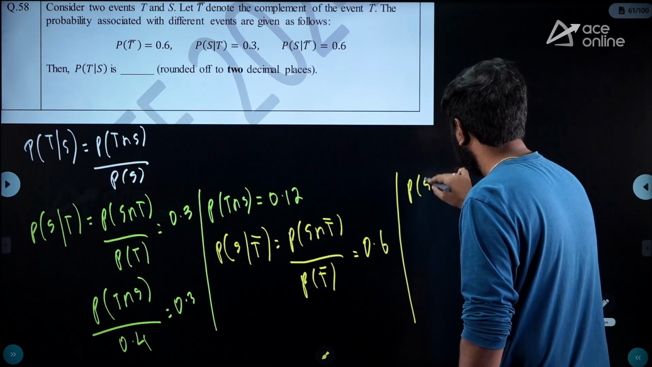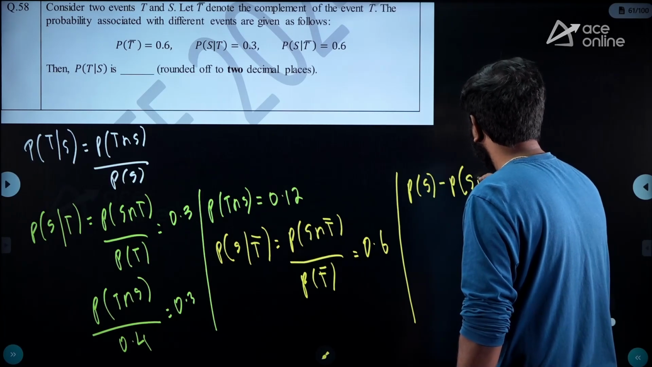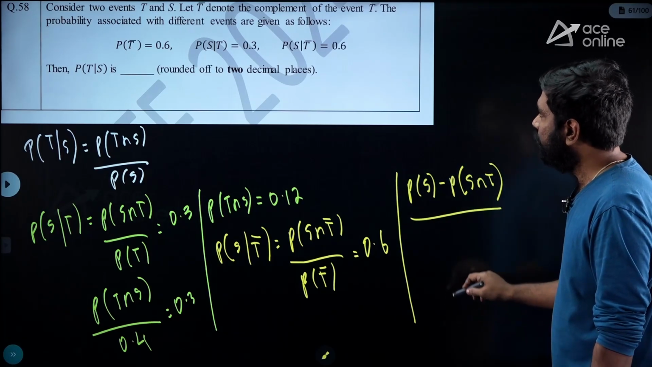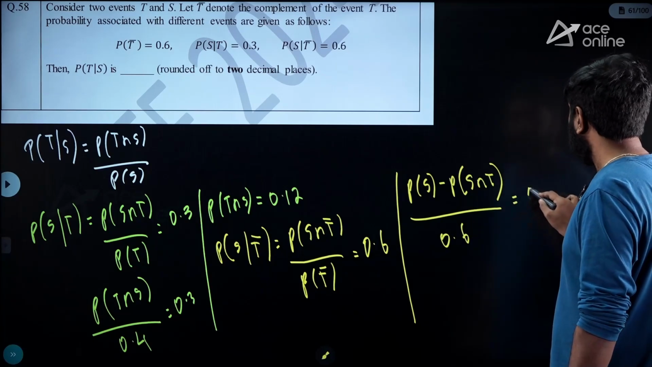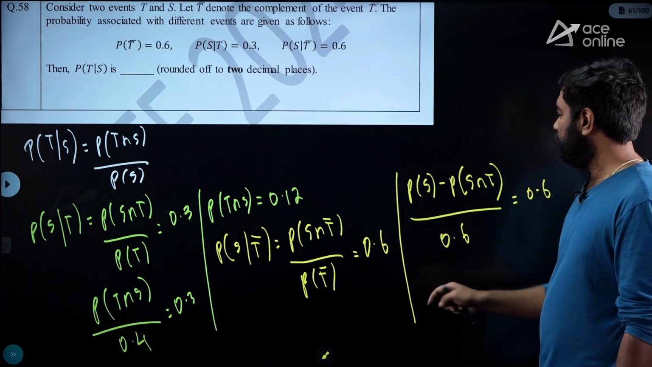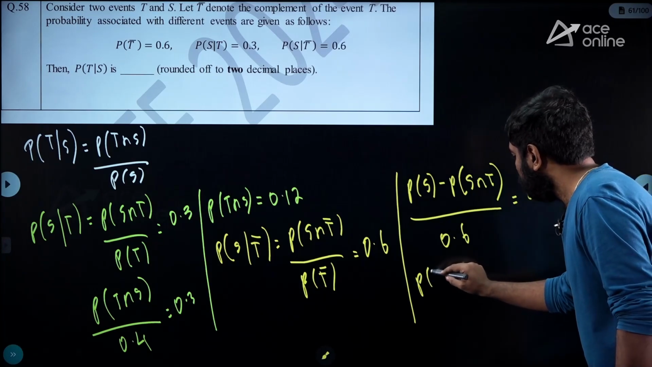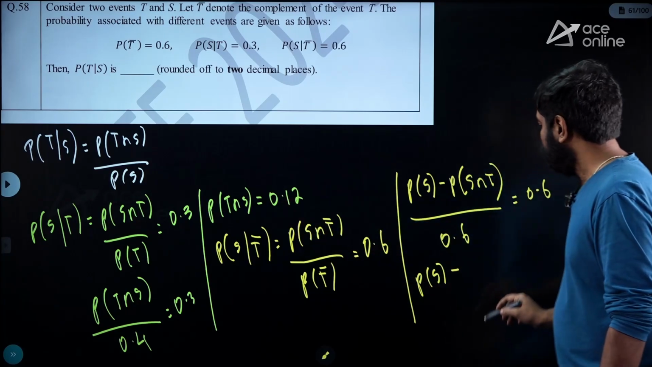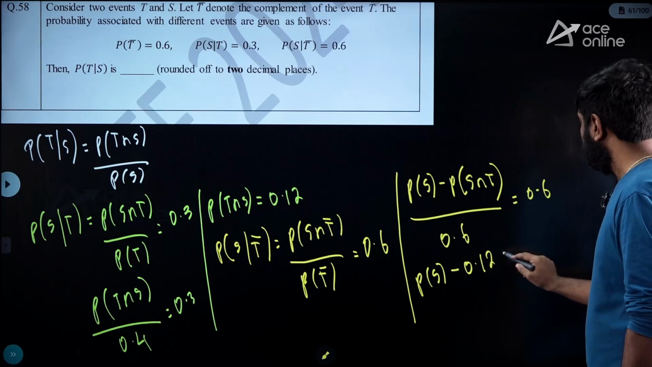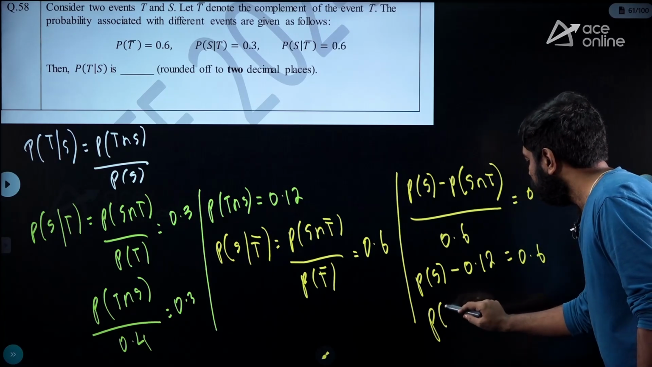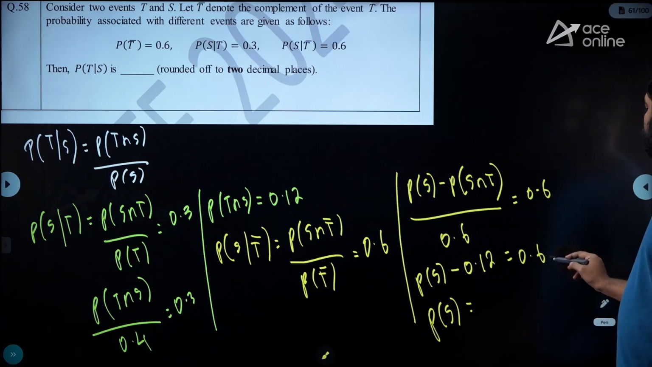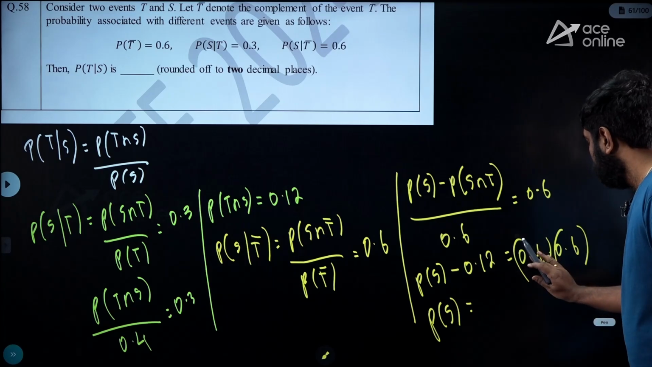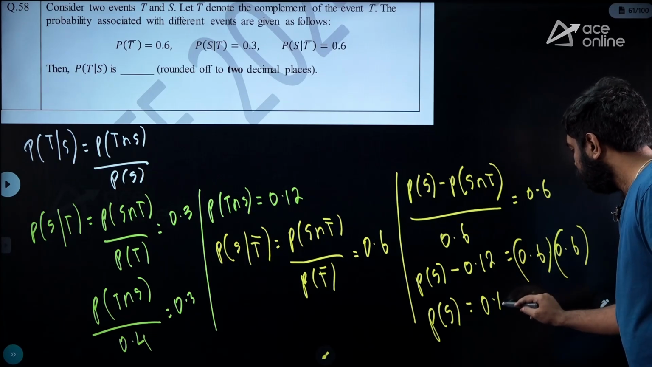So how do you write S intersection T complement? Will you write it like this? It is probability of S minus probability of S intersection T, by the probability of T complement. Probability of T complement is 0.6, and it should also be equated to 0.6 because here we have 0.6. 0.6 goes to the other side. The probability of S minus this S intersection T, or T intersection S, which is 0.12, so minus 0.12 equals 0.6 into 0.6. So this is 0.36 and this is 0.12, which is 0.48.